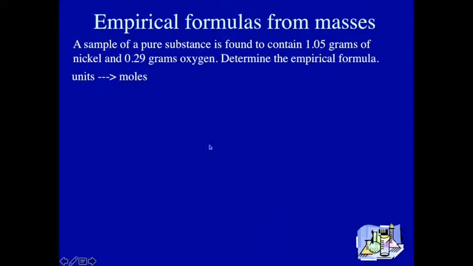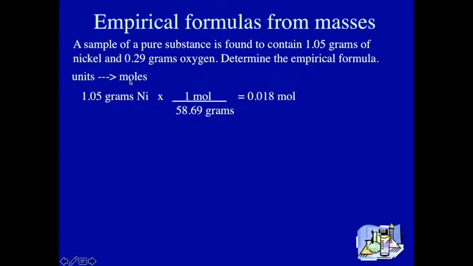Now this one is actually a little bit easier because we have a sample of a substance that contains 1.05 grams of nickel and 0.29 grams of oxygen. So in this case, I actually don't have to go from percentages to grams. I already have 2 perfectly good gram values. And from those 2 perfectly good gram values, now I want to find the empirical formula. Again, first step, units to moles.